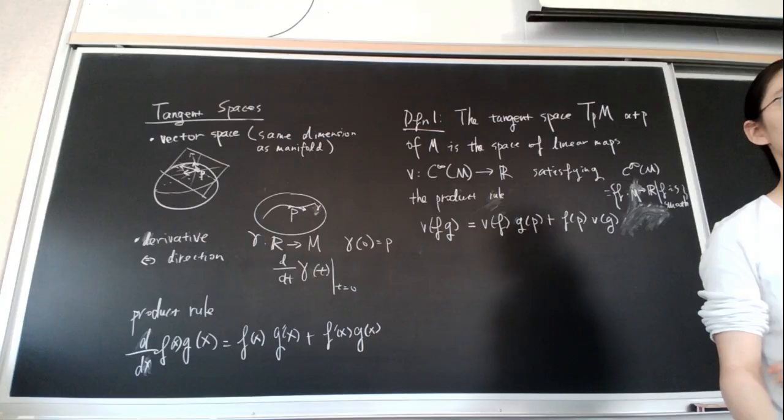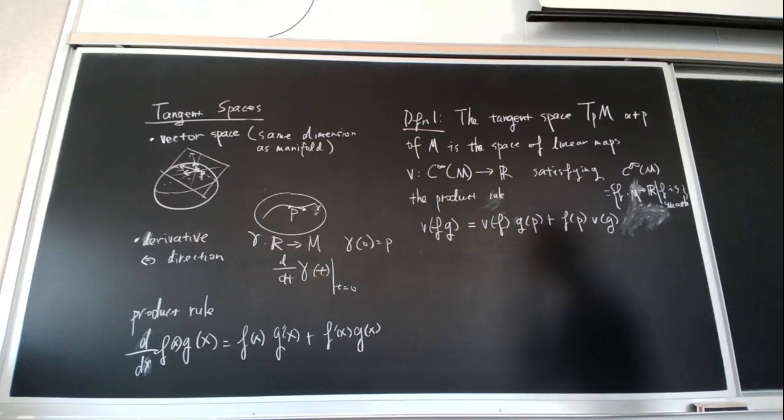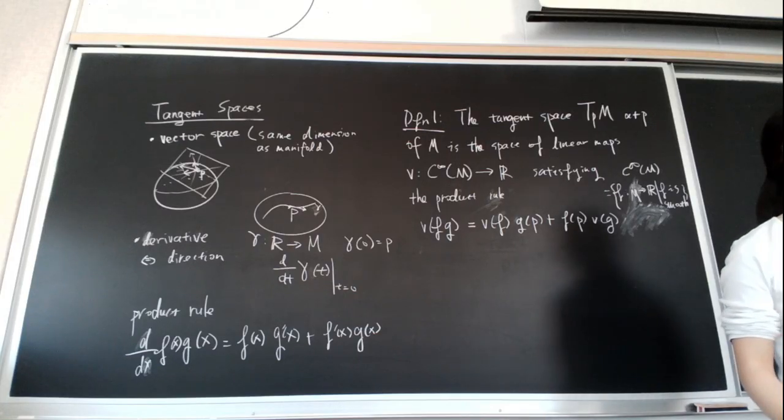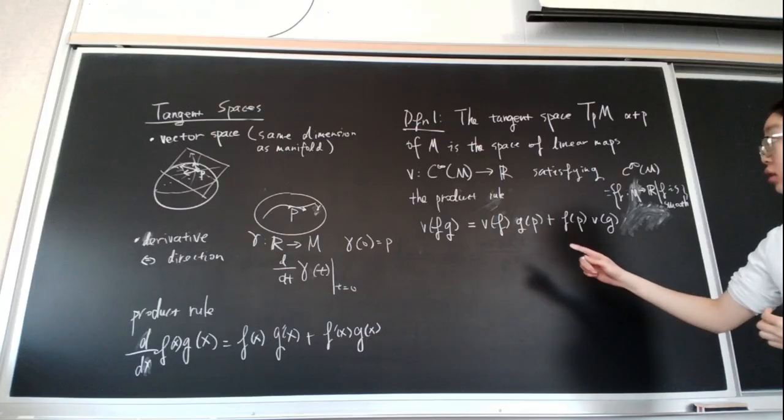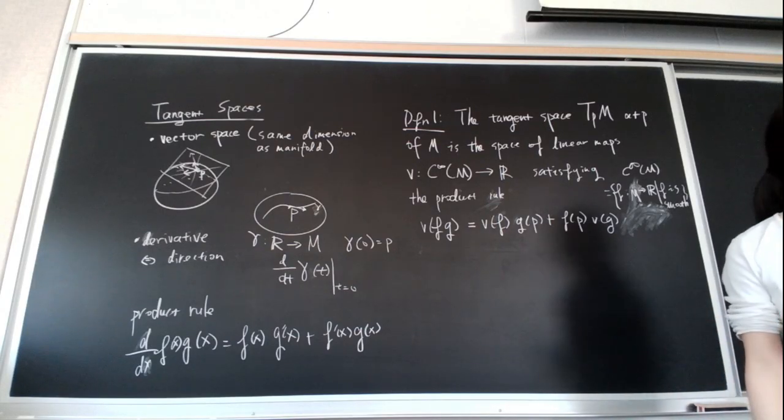I think V is supposed to represent the directional derivative, right? Derivative is supposed to be direction. Is that what we're going to represent? I guess, given a function. So yes.